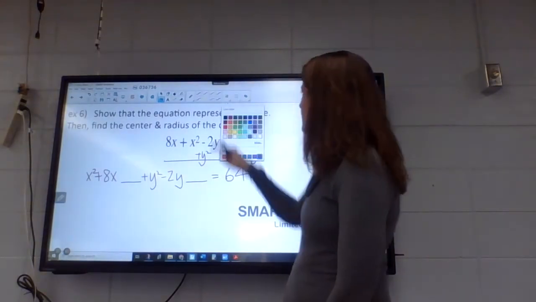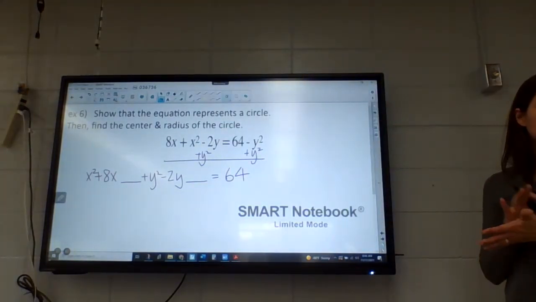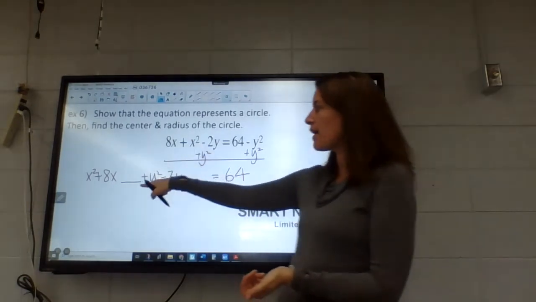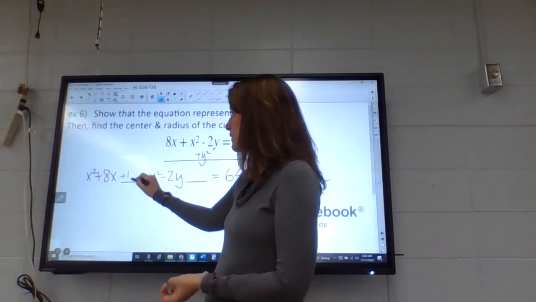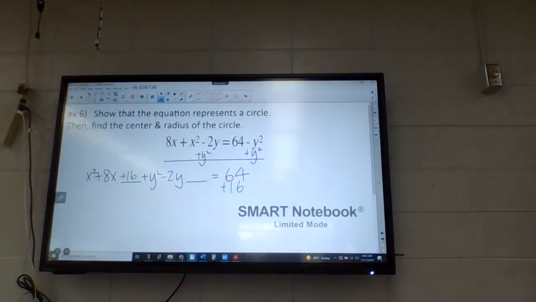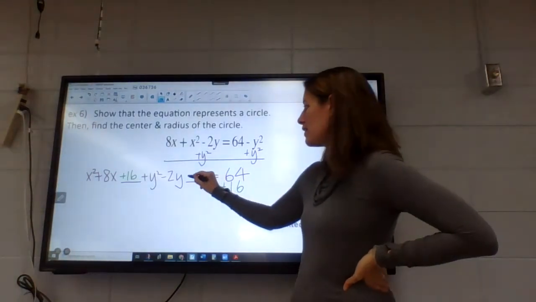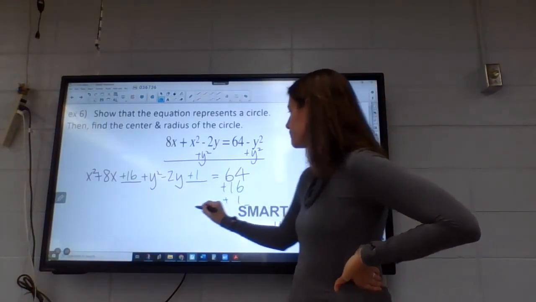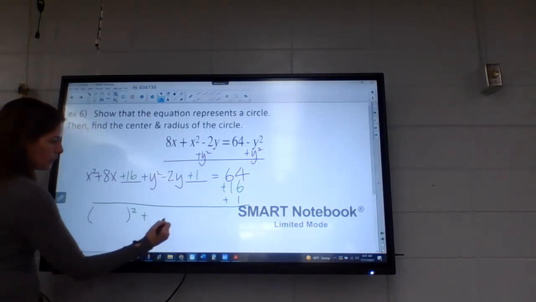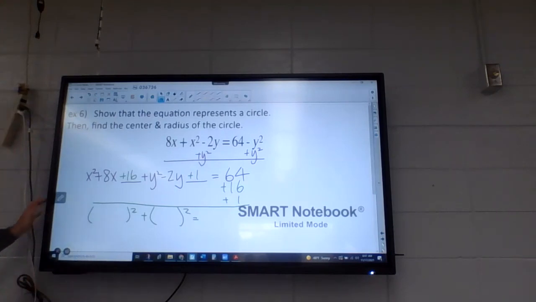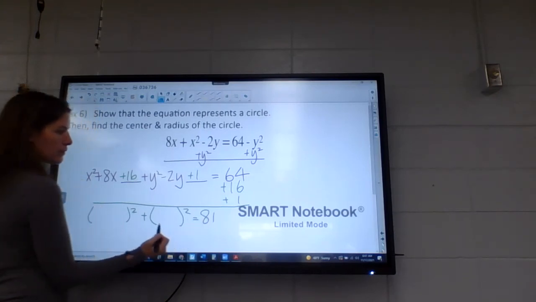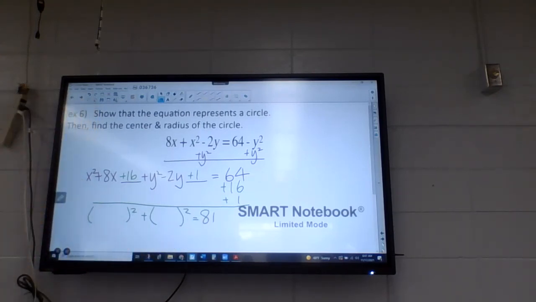All right. What'd you add for the x? The 16, right? 8 divided by 2 is 4, squared is 16. Okay? The negative 2 divided by 2 squared would just be 1, right? That 81 over there? Is that right? Yeah. Okay.